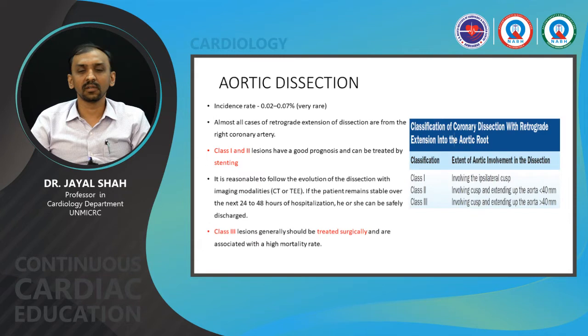Talking about coronary dissection extending into aortic dissection, it is a very rare complication. Almost all cases of retrograde aortic dissection are from the right coronary artery. It is classified into 3 classes. Class 1 involves the ipsilateral cusp, class 2 involves the ipsilateral cusp and extends up to the aorta less than 40 mm, and class 3 involves the aorta more than 40 mm. So class 1 and 2 have a good prognosis and can be treated by stenting. Class 3 lesions generally should be treated surgically and are associated with a higher mortality rate.